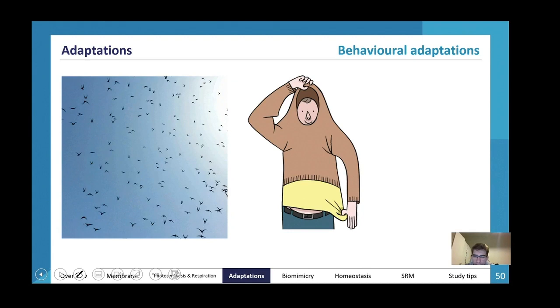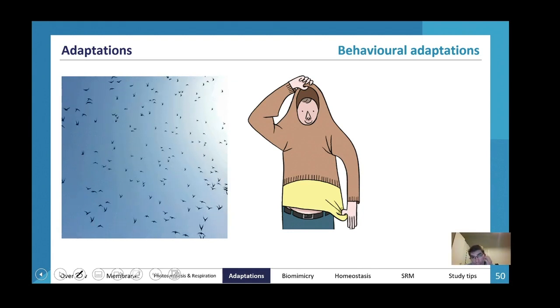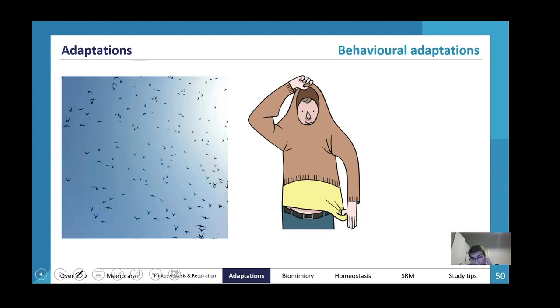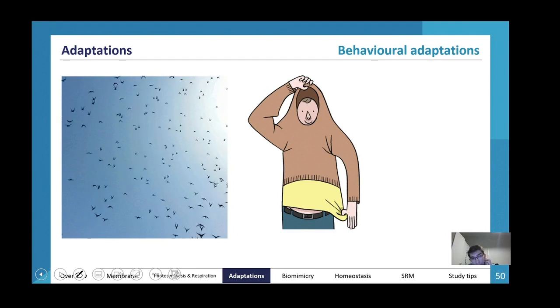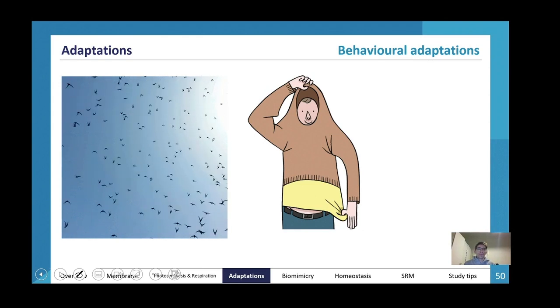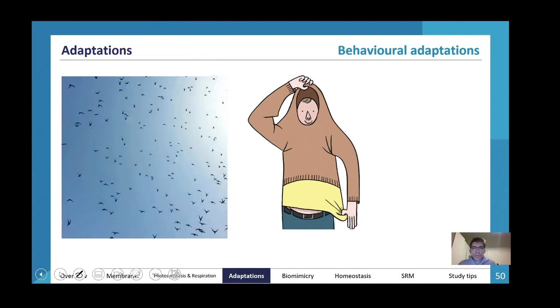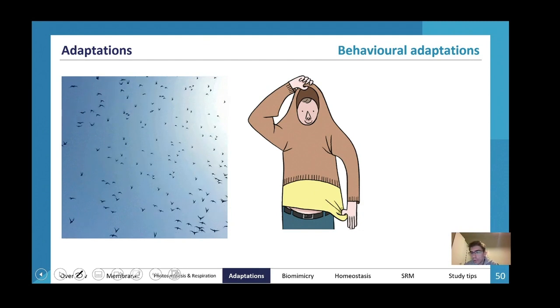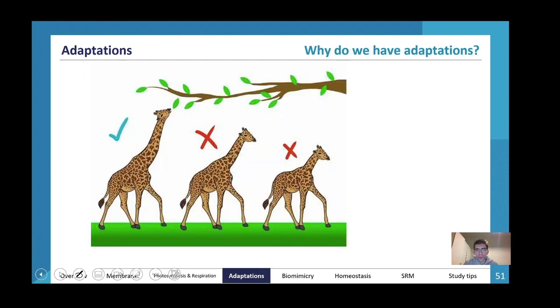But adaptations, that's the thing though, where a lot of people get confused. Adaptations don't have to be physical only. They can also be behavioral. For example, birds can migrate from one area to another. Or humans remove clothes when it gets hot, right? Or put on more clothes when it gets cold. That's a behavioral adaptation. Giraffes learn to extend their neck forward to get the leaves. Again, this is a behavioral adaptation.